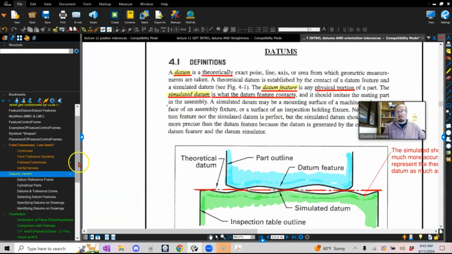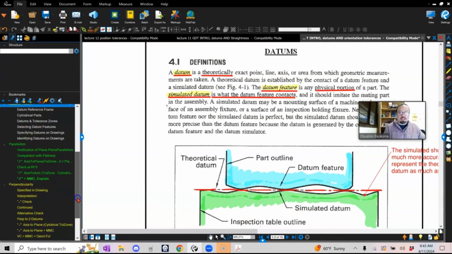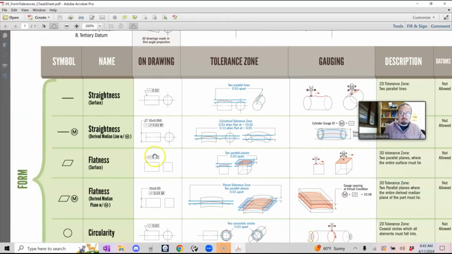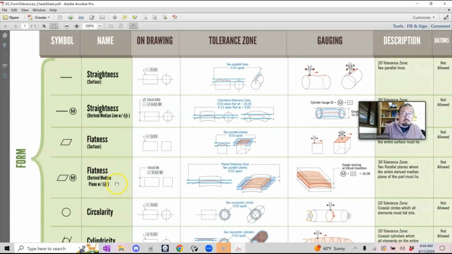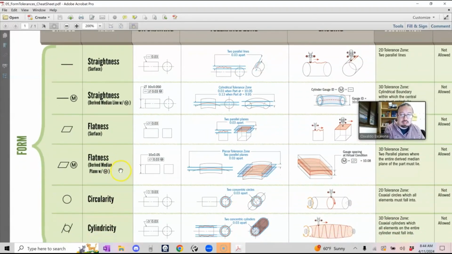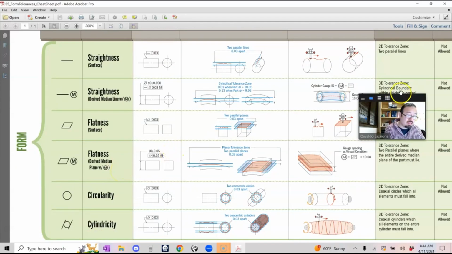If we want to talk about orientation, and again, we will not do all the tolerances. We just really describe these ones. Here you can have circularity, flatness of the median plane, a little more complex topics, which we'll not cover here because this is not a GD&T class.